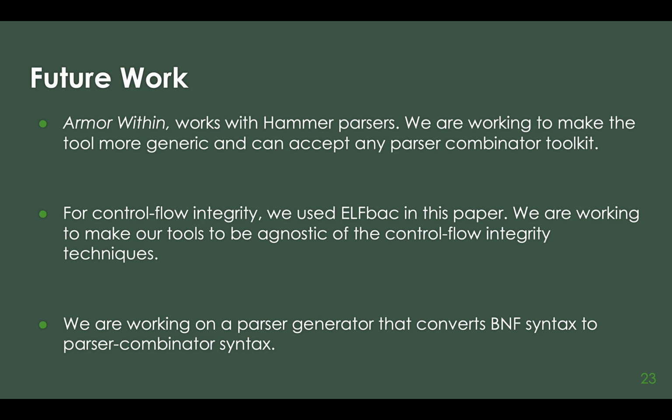Third is we are working on a parser generator that allows the developers to convert a BNF syntax to a parser combinator syntax. This will allow the developers to write the grammar for these LangSec filters that they're inserting in an easy fashion, such that they will just write the grammar of the input file format in a BNF syntax, and the parser combinator syntax will be generated automatically.